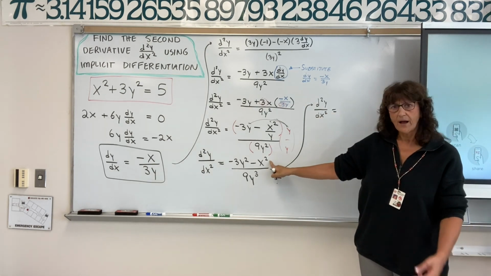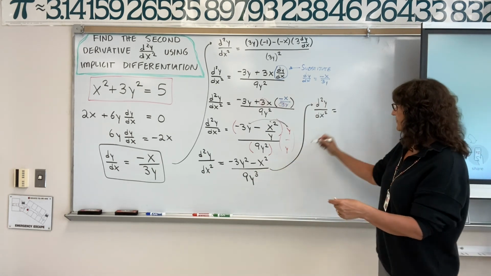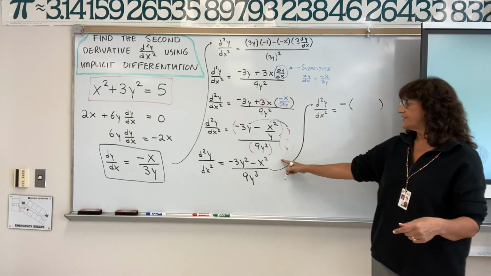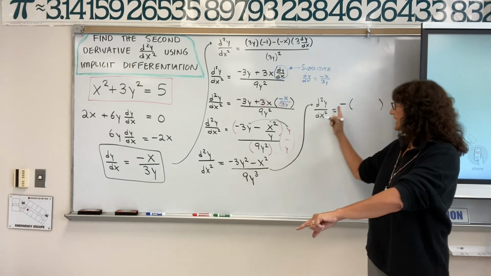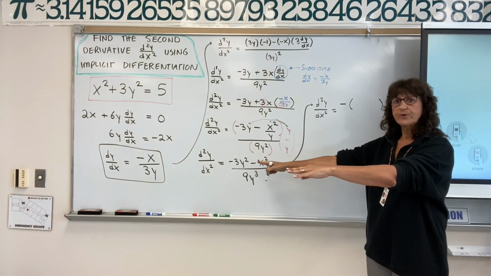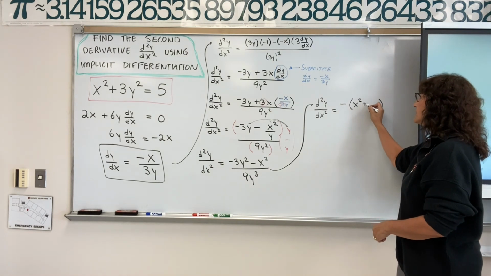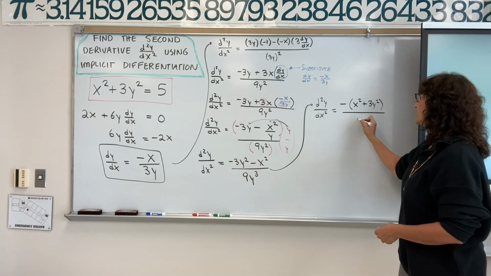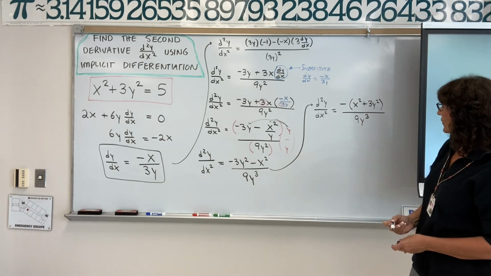The numerator, I'm going to factor out the negative from the numerator. So I'm going to factor out the negative, take the negative out. When I do factor the negative out, I have 3y squared plus x squared because I'm taking the negative outside. Instead of writing 3y squared plus x squared, I'm going to turn that around and write x squared plus 3y squared. My denominator is 9y cubed.